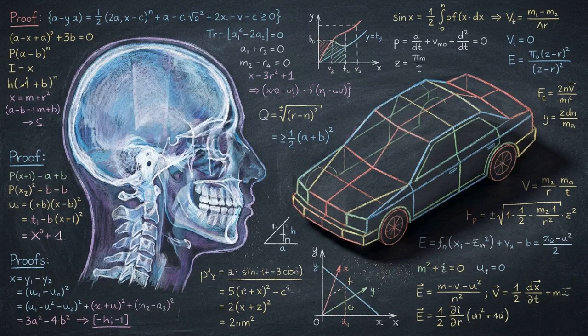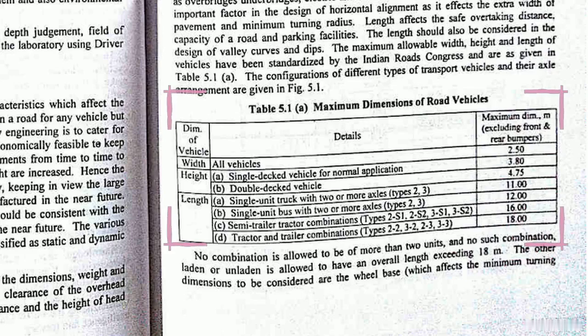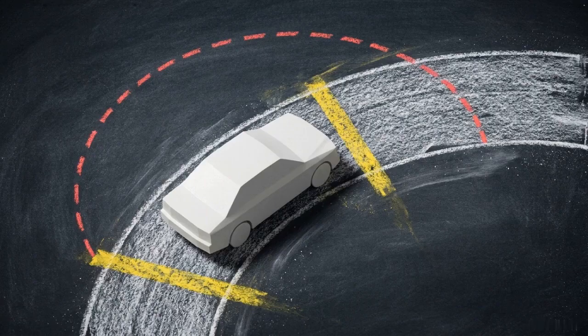Once we have quantified the driver's brain, we must measure the machine they operate. Designing for every possible vehicle size is impossible, so engineering relies on uniform standards. These are the maximum dimensions legally allowed for vehicles on Indian roads. Specifically, engineers design for a maximum width of 2.50 meters and a maximum length of 11.00 meters for a single unit vehicle. Static characteristics like these dictate lane widths, while dynamic characteristics like speed and acceleration determine the radii of curves and the required sight distances.